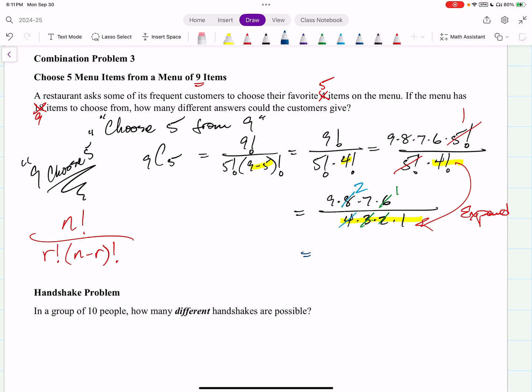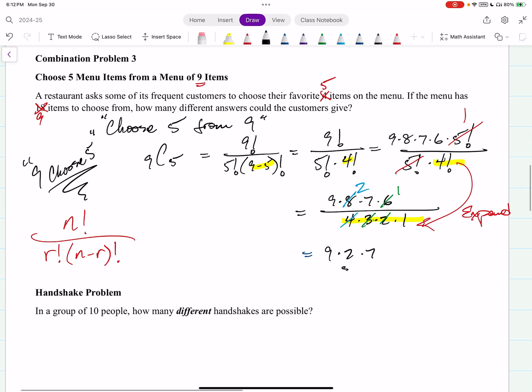And then what do you have? So let's write out all the remaining numbers. 9 times 2 times 7. And then, what is that? Well, that's 18. Oops. That's 18 times 7. So what's that? Let me see, 70 and 56. Sounds like 126 to me.